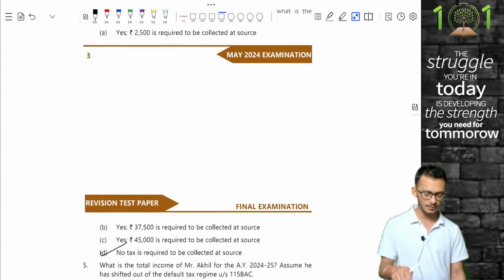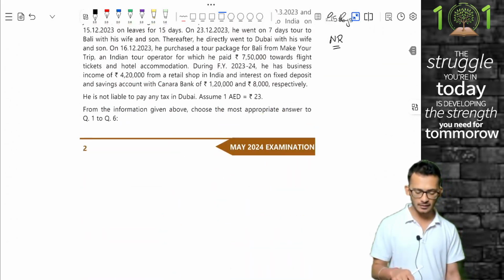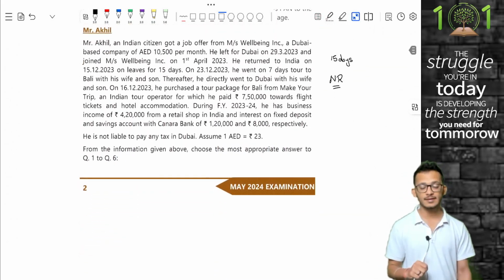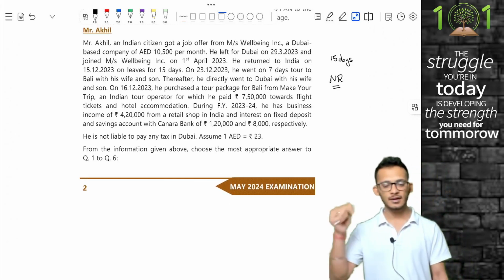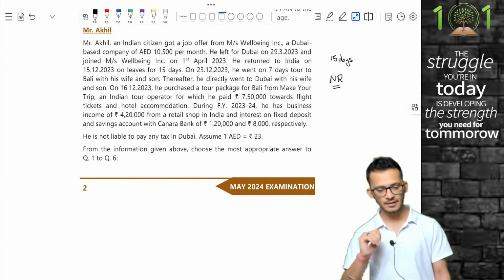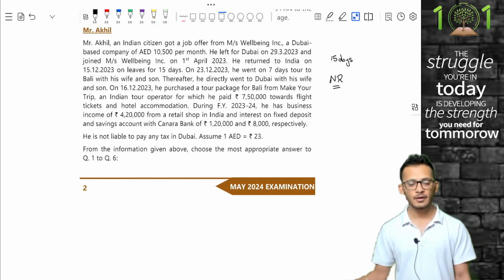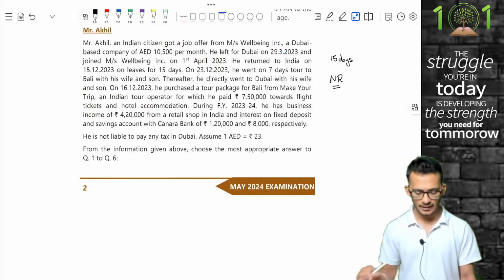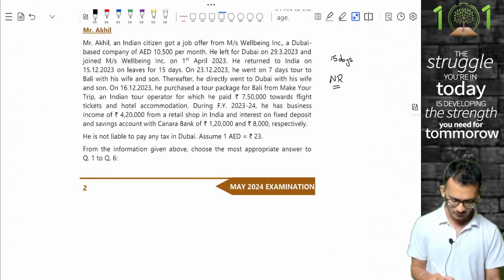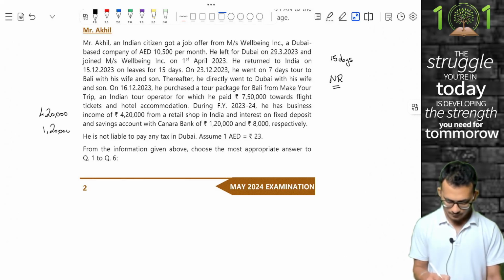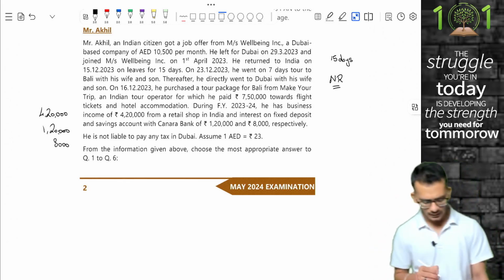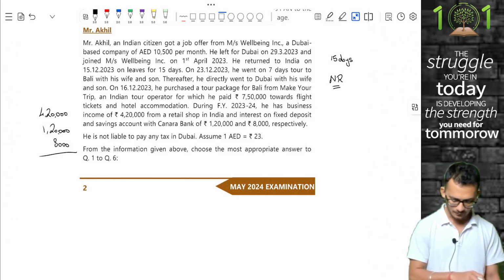Critical points. Now, after this, all the questions were total income related. So let's check your non-residence. In a non-resident scenario, the person is not liable for his Dubai income. You're now left with 3 incomes. Income number 1 is 4,20,000 of business. Then you have 1,20,000 from FD. And you have 8,000 from savings. Technically, your gross total income becomes 5,48,000.